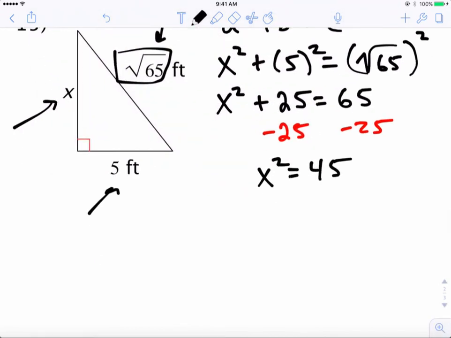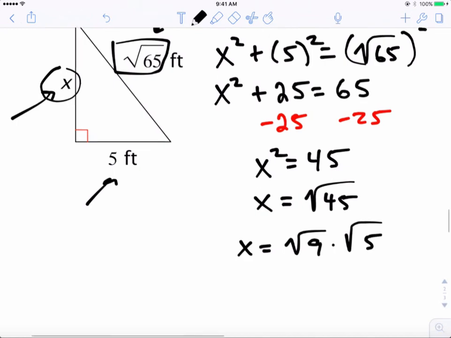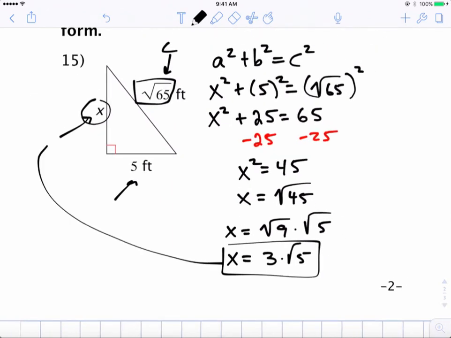Take the square roots of both sides. Of course, we're not looking for any negative answers here because we're dealing with distance, which has to be positive. So we'll say x equals the positive square root of 45, which we can simplify into the square root of 9 times the square root of 5, which is 3 times the square root of 5. And so that is the length of our missing side right here.